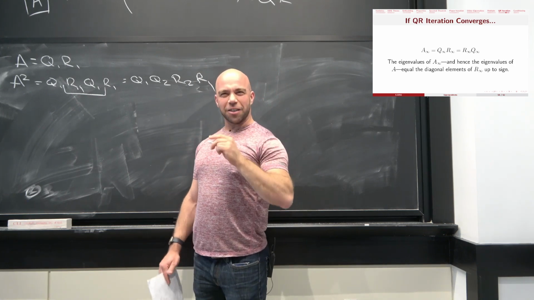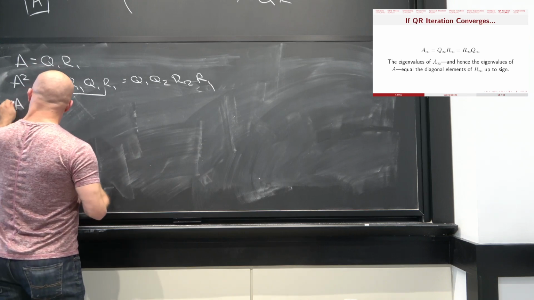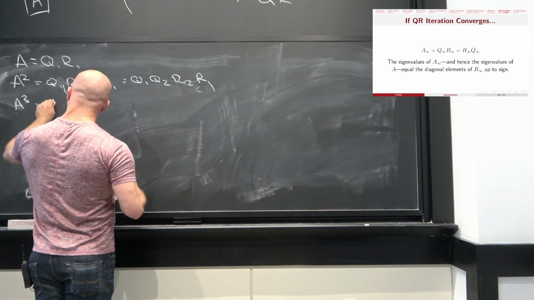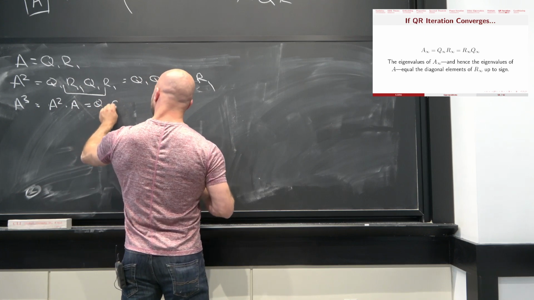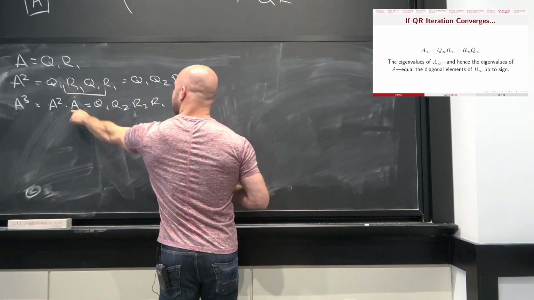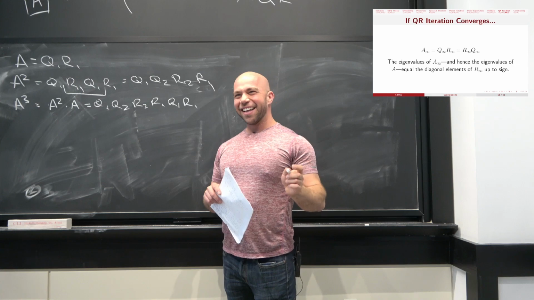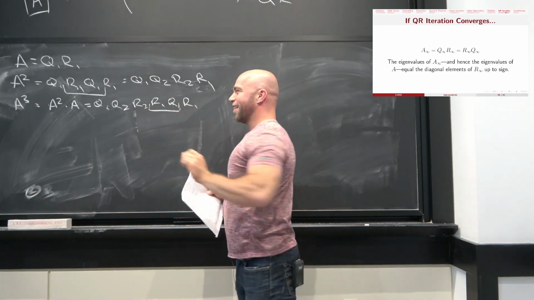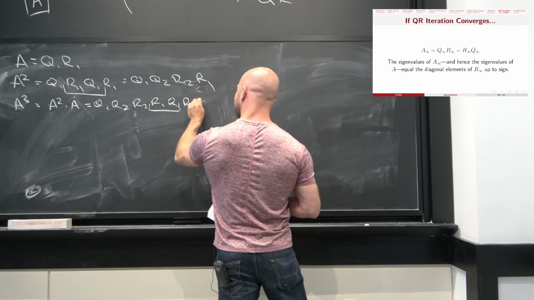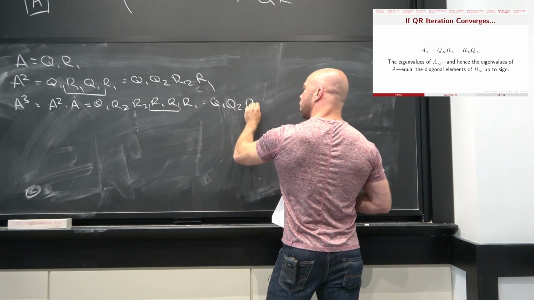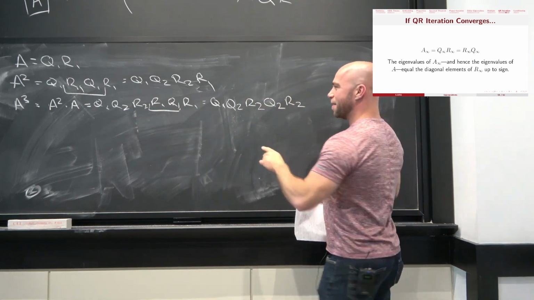This is starting to make us conjecture the form for a general A to the k, but let's do one more just for good luck. What is A cubed? It's A squared times A. We know A squared is Q1 Q2 R2 R1, and A is Q1 R1. Sorry for the terrible handwriting. We have R2 R1 Q1, which is the same as Q2 R2. So this is Q1 Q2 R2 Q2 R2 R1.